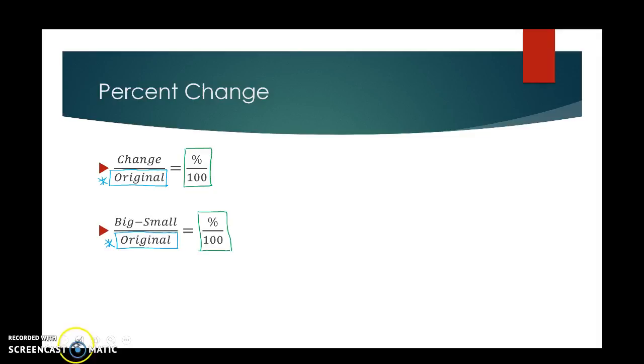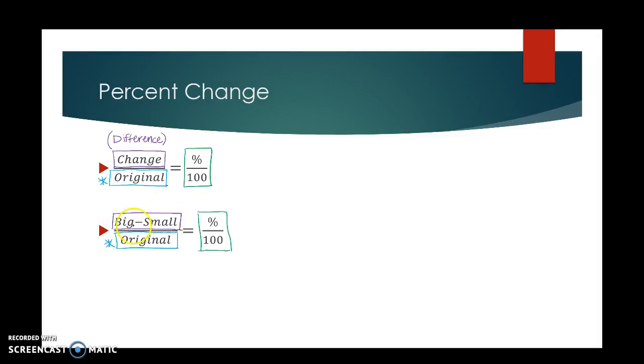So if we go ahead and look at the top, that is going to be our change. So change means what word? What operation? We're talking about a difference here. So I'm just going to put difference in parentheses. So the change or difference. And you do this by taking the big number minus the small number.